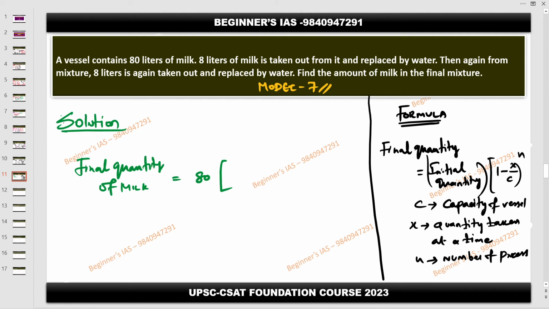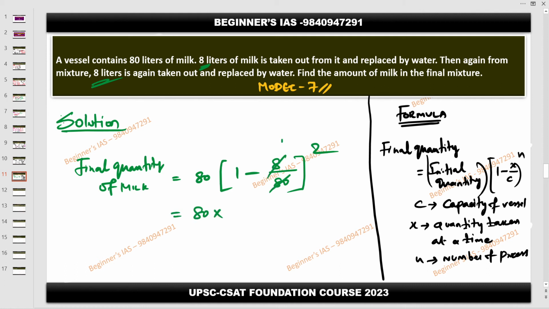Since the container contains 80 liters of milk, out of this 1 minus... So x is the quantity taken at a time. How much of the quantity are you taking? 8. By C, which is the capacity, the capacity is 80 liters. The container contains 80 liters. Now how many times are you doing this? 8 liters taken out, and again 8 liters taken out. Therefore 2 times. Then easily you can find this.